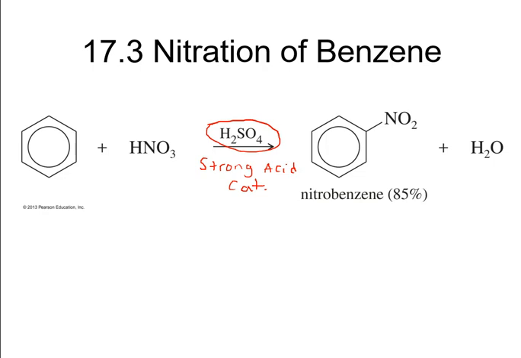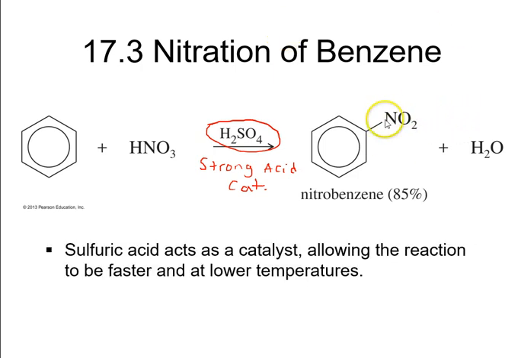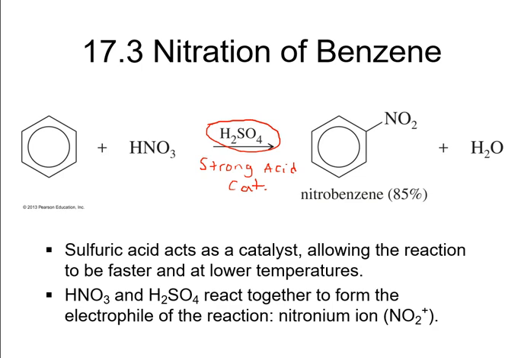This mixture of nitric acid and sulfuric acid is a really, really strong mixture. It's an incredibly strong acid, and it can actually eat through a lot of things. But this is how you nitrate aromatic compounds. Sulfuric acid is the catalyst, allowing it to go faster and at lower temperatures. A lot of the aromatic reactions occur at very high temperatures. They react together to form the electrophile, the nitronium ion, which is NO2+.